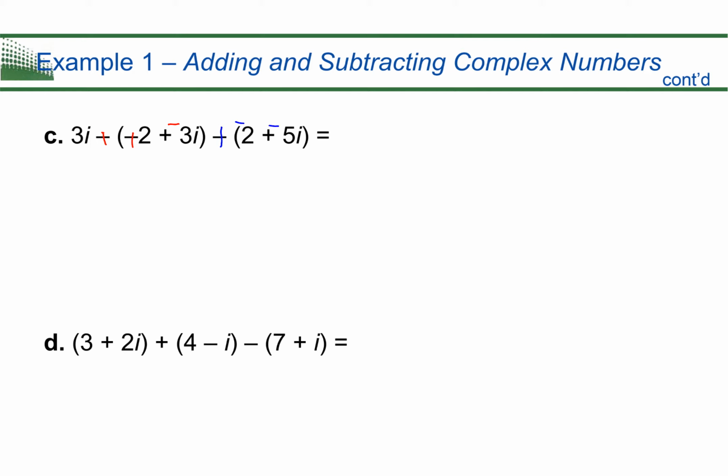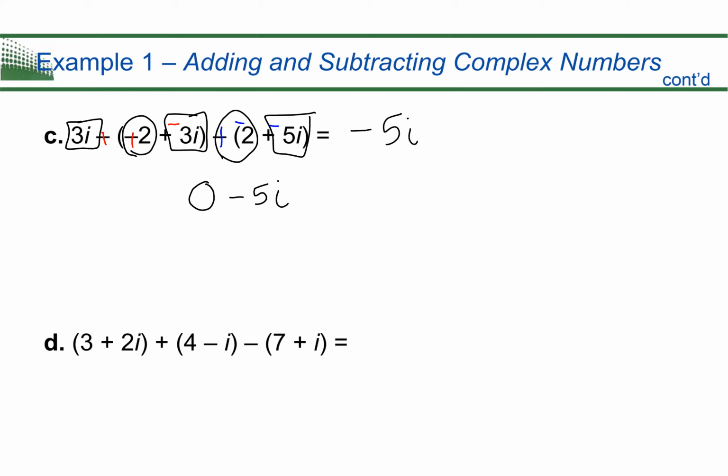So now when I'm looking at this, I'm going to look at my real parts, which is a positive 2 and a negative 2, so it gives me 0. And then I'm going to look at my imaginary parts. So I have a 3i and a negative 3i, so that gives me 0. And then a negative 5i, which gives me a negative 5i. So in this case, my final answer would just be negative 5i. There's no reason for me to write a 0 because that does not change the problem.